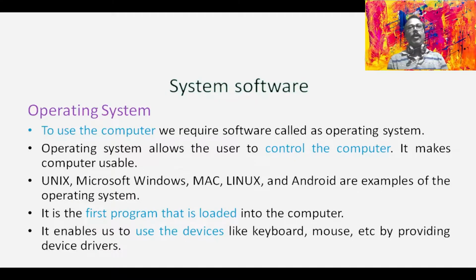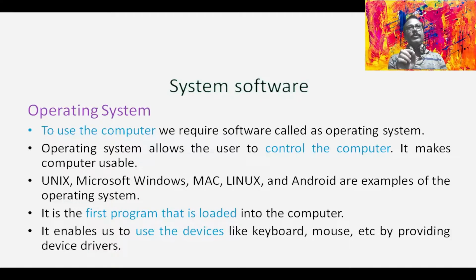So the first one is the operating system. The operating system is a system software. It is the software which makes the computer convenient to use and efficient to use. It is the software which controls the computer. The operating system has another purpose also; it is called the resource allocator. But here we will restrict ourselves to this definition.